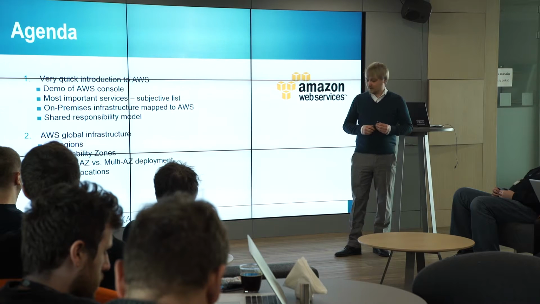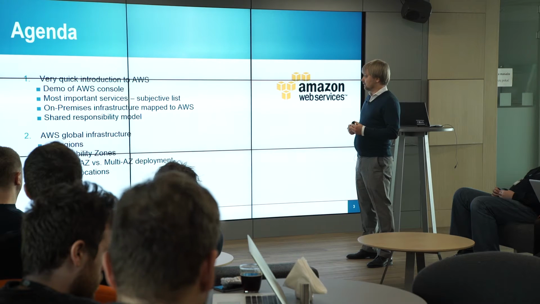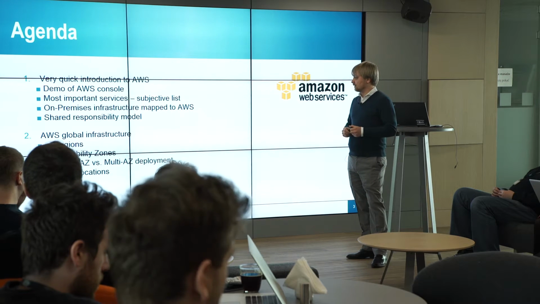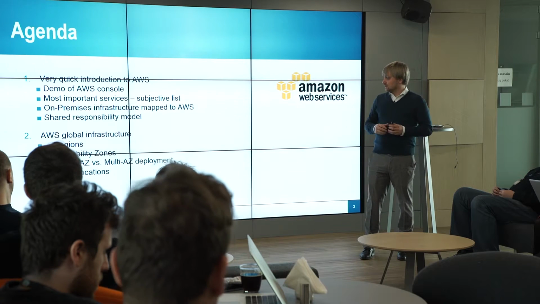And later we will talk about Amazon global infrastructure. I will tell you what our regions are, what an availability zone is, what the difference is between a single availability zone and multi-availability zone deployment, and at the end we will mention edge locations.